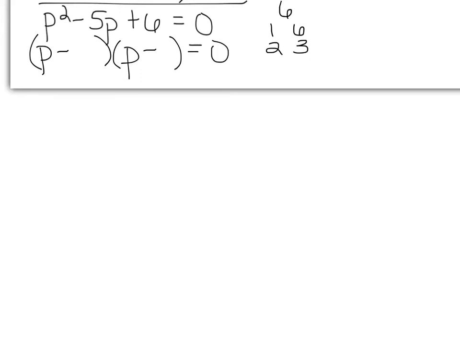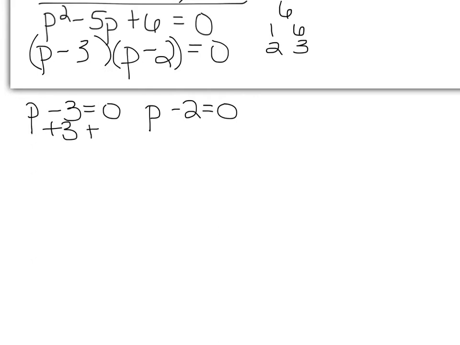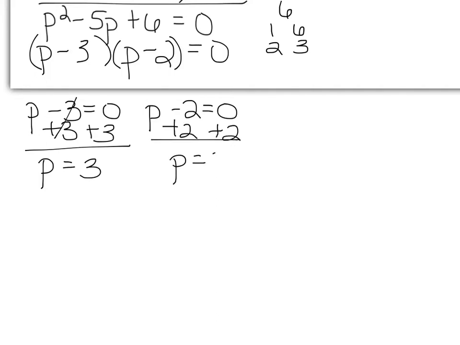Alright, so it's either going to be 6, 1 or 3, 2. I need it to equal negative 5. So will negative 6 and minus 1 give me negative 5? No. But negative 3 minus 2 will. So it looks like this one's going to be 3 and 2. Alright, so then you're going to take each house and you're going to set it equal to 0. You're going to add 3 to both sides, giving you p equals 3, and p equals 2.